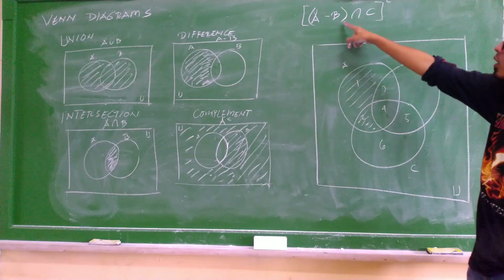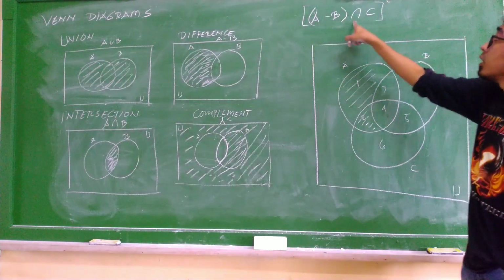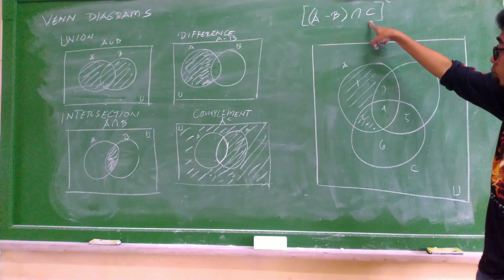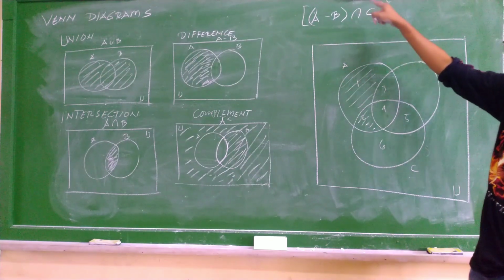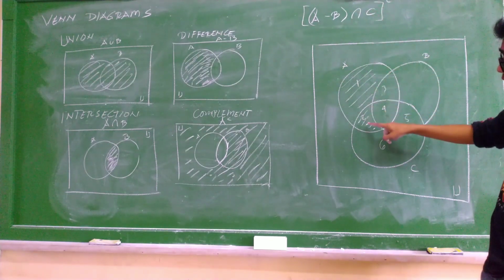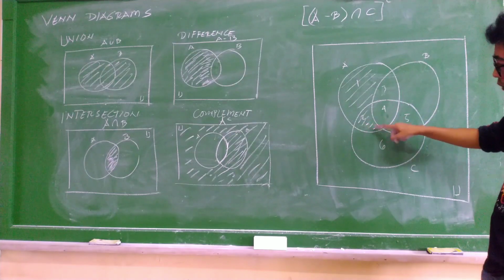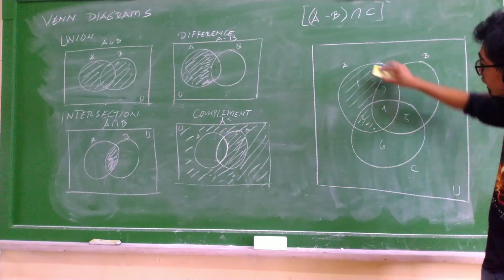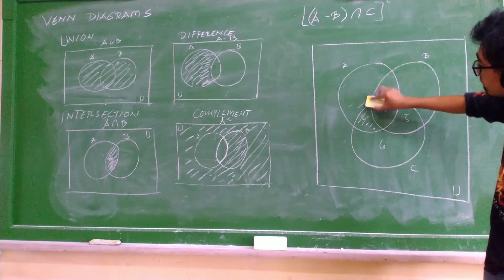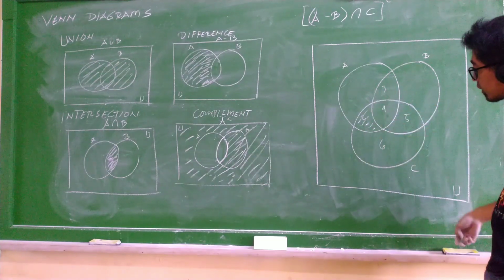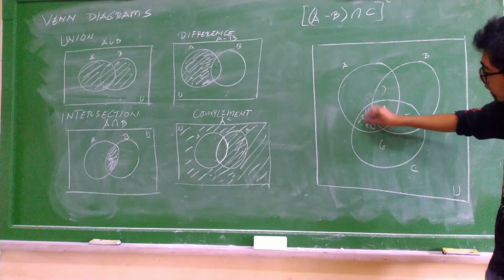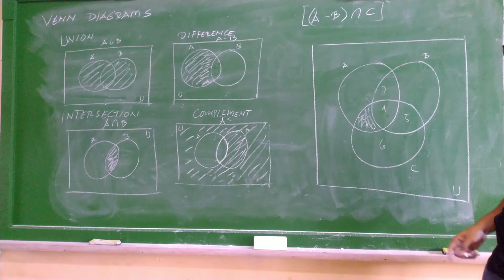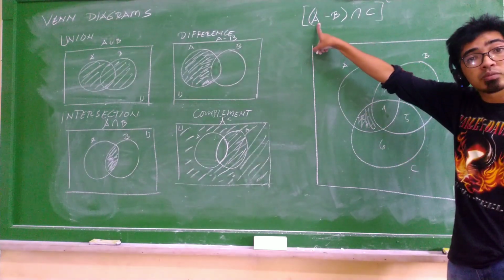Now it says here, this intersection with C. So what is common between A minus B and then C? We can see here that the common region is only 2. So we remove the shade here. We don't need that anymore. Right? So this would be the shaded region if we consider this.